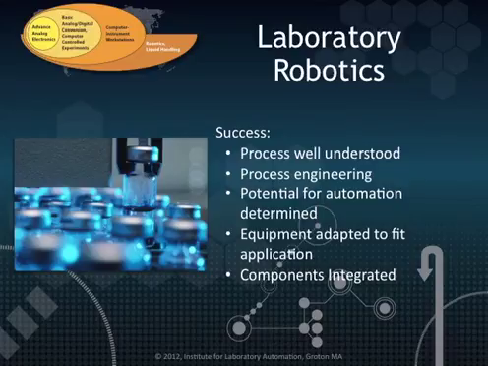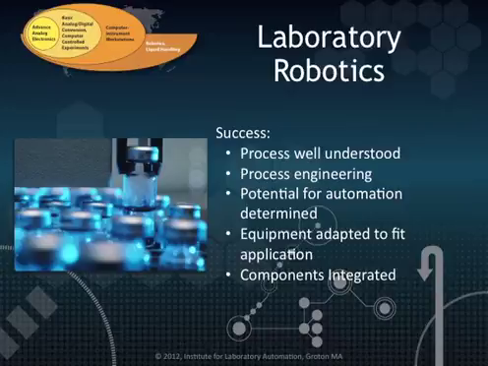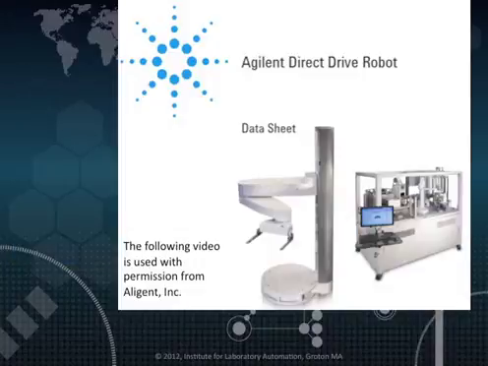The successes in laboratory robotics have resulted from processes that are well understood, well engineered, the potential for laboratory automation determined as being realistic, using equipment that is designed and adapted to fit the application, and components that are integrated for use together. The following video, which has no soundtrack, was provided by Agilent to show how the robots work. It doesn't show any particular application, but does give you an idea on how flexible and fast these systems can be. The video shows the robots working with the sample plates we described in the previous slide.